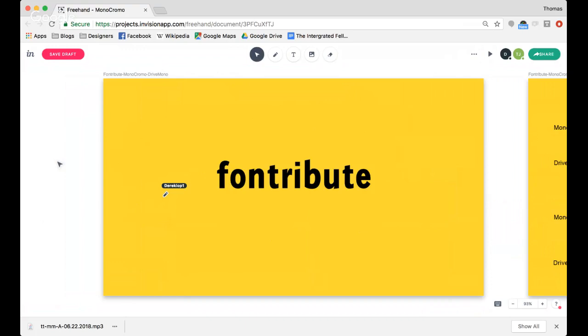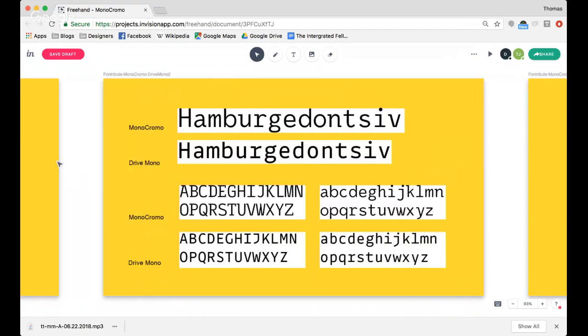So Derek was telling me he was in a type design program this current semester, and he had a final project that he felt he wanted to share at Fontribute. Is that correct? Yes, that's correct. Awesome. So then you've named it MonoCromo. And basically he sent it over to me, asked for a review investigation with Fontribute, and I decided to pair it with Drive Mono as a comparison of the two to learn more about MonoCromo. So in that case, we can get started.